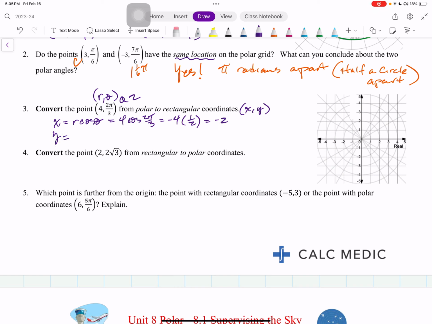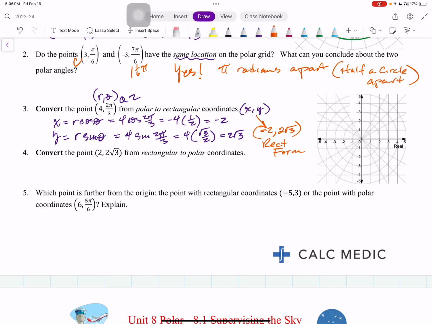And then the y coordinate is r times the sine of theta. So you take 4 times the sine of 2/3 pi. And it's in quadrant 2, sine's positive. So it's going to be 4 times the sine of pi thirds, or sine of 60 degrees, which is rad 3 over 2. And so here you're going to get 2 rad 3. So my point in rectangular form is negative 2 comma 2 rad 3. That's called rectangular form or Cartesian form.